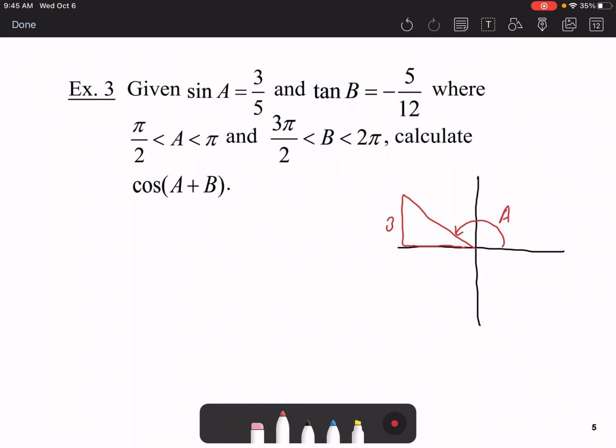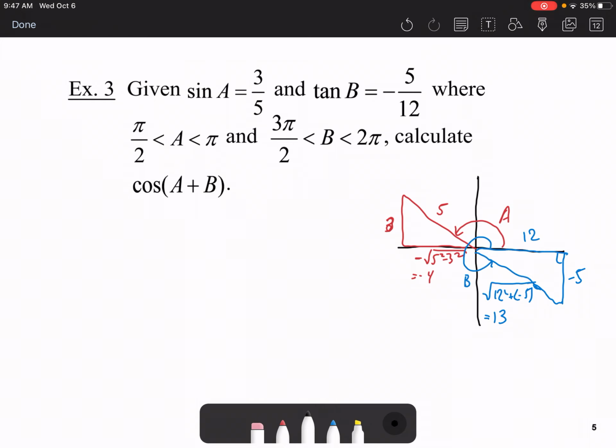And I know sine of A is 3 over 5. In other words, my opposite is 3 and my hypotenuse is 5. Using Pythagorean theorem, I can find out this other length, realizing it's a negative. I can do the same thing for the angle B. Please realize these triangles are not drawn to scale, so don't worry about that. It's just they're in the correct quadrants. And remember that the hypotenuse cannot equal a negative value.